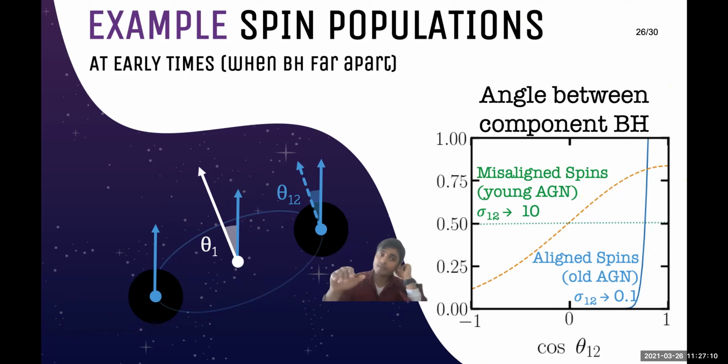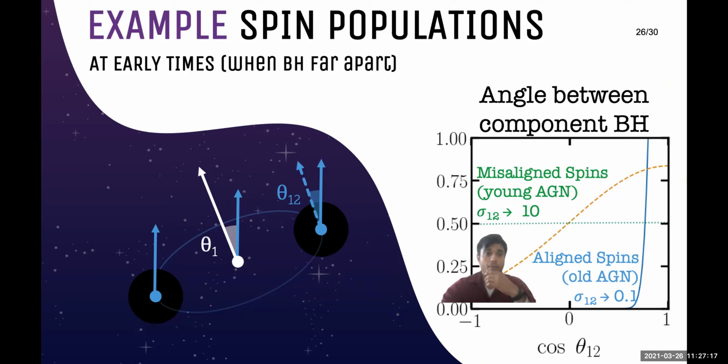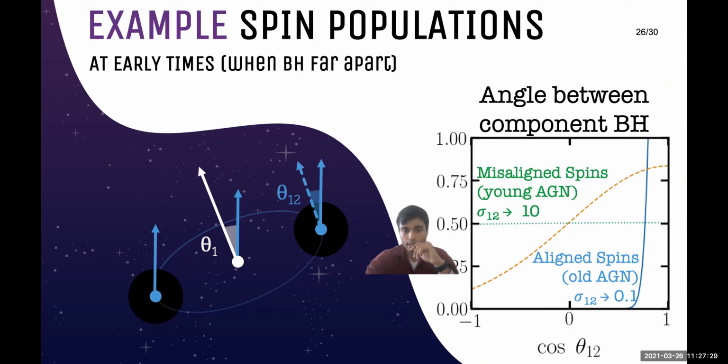So on the x-axis, we have the cosine of θ1,2, and on the y-axis, we have the probability density. If you look at the blue curve, we see that most of the probability lies near cosine theta of 1, meaning that the component black holes are often aligned. And if you take a look at the green distribution, it says that the cosine theta distribution is uniform. What that means is that it's likely for the component black holes to be pointing in any kind of direction.